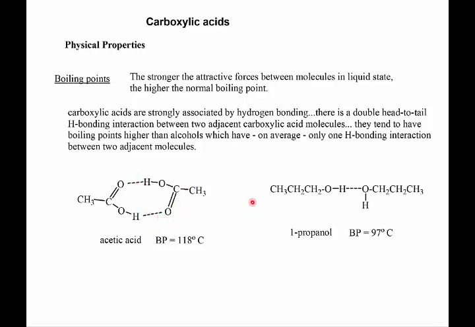Now let's compare that with two alcohol molecules. There's just on average a single hydrogen bond between the two. Two hydrogen bonds between adjacent molecules is stronger than one hydrogen bond attraction. Therefore, the attractive force in carboxylic acid liquid molecules is going to be greater, and you expect the boiling point of a carboxylic acid to be higher than, let's say, the corresponding alcohol. Indeed, the 3-carbon alcohol propanol has a boiling point of 97 degrees, whereas acetic acid has the higher boiling point of 118 degrees.